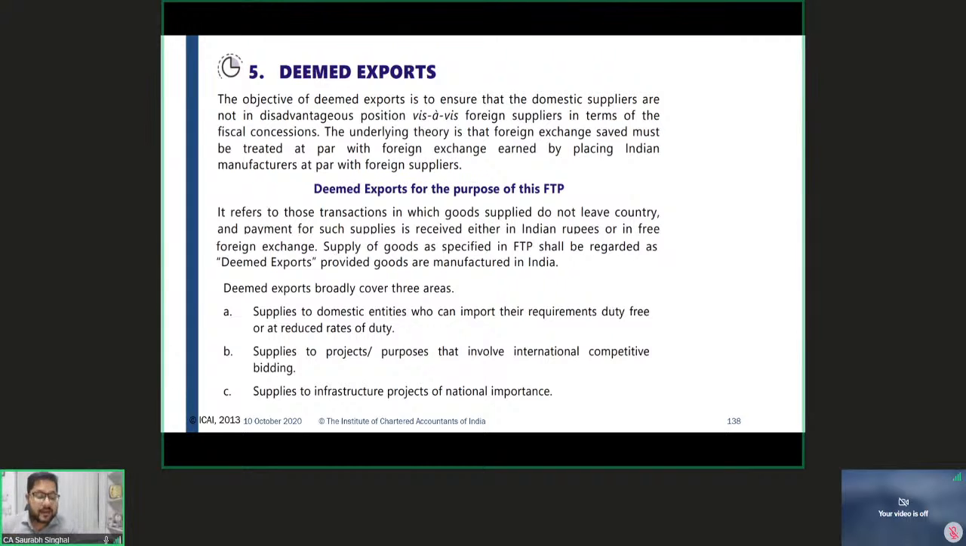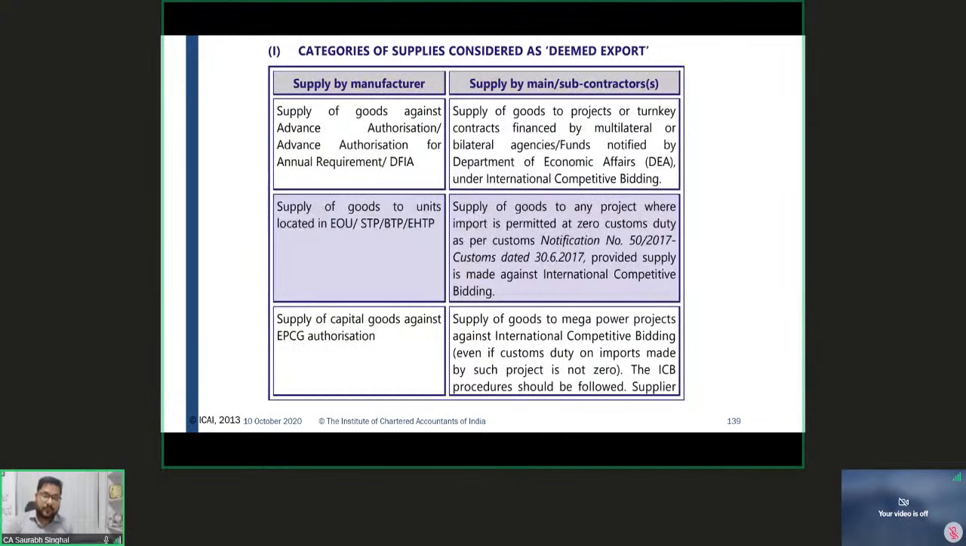What all types of supplies are covered under deemed export? Supply of goods against advance authorization, 147. Again. Supply of goods against DFIA, 147. Again. Supply of goods to EOU, STP, BTP. So suppose I am a DTA supplier supplying goods to an advance authorization holder, to an EOU holder, to an EO status holder, to an EPCG holder. My goods will be taken as deemed export.